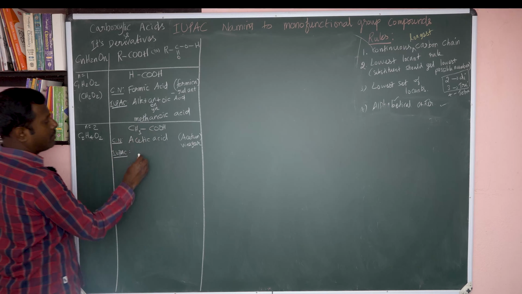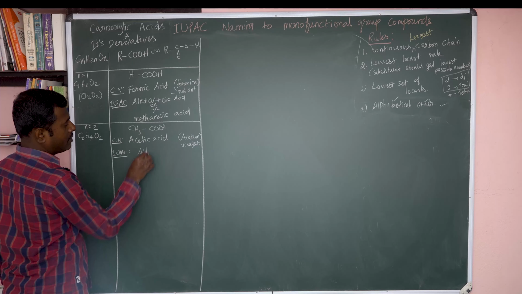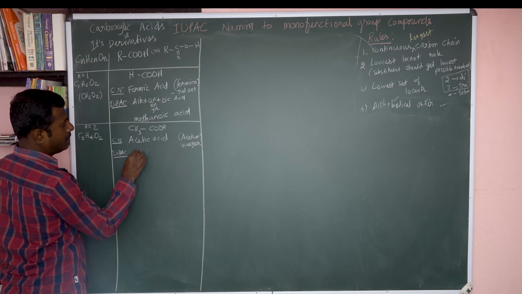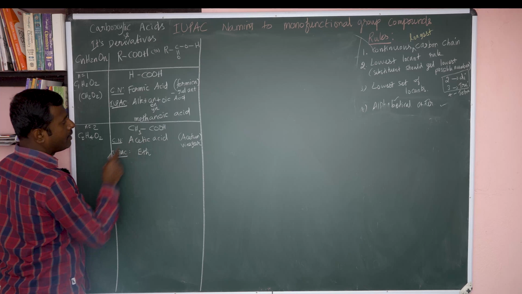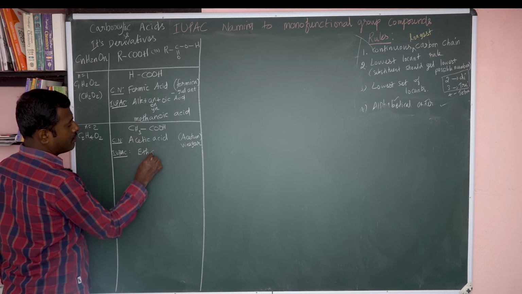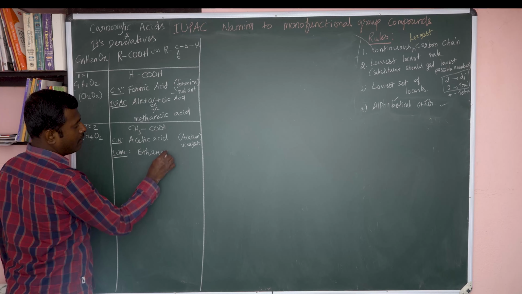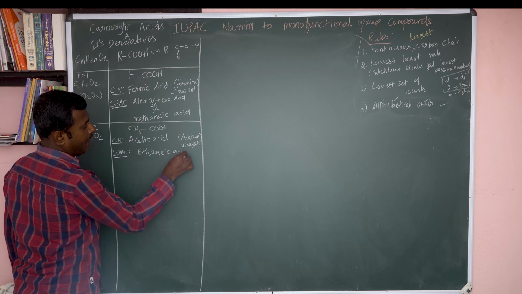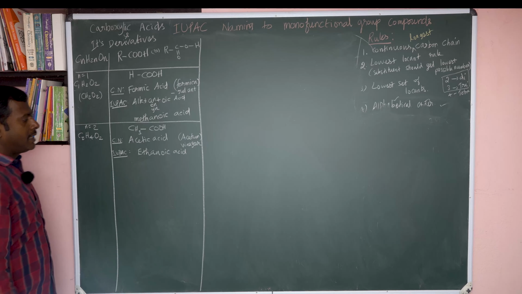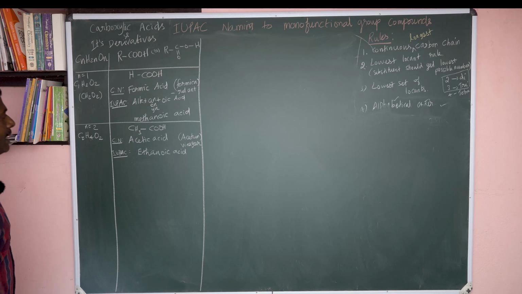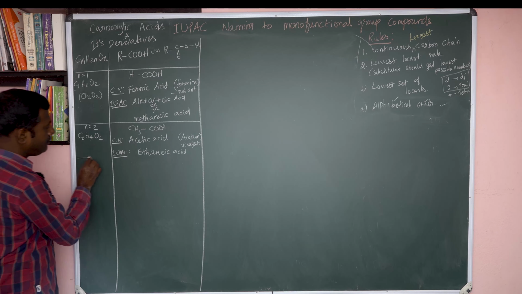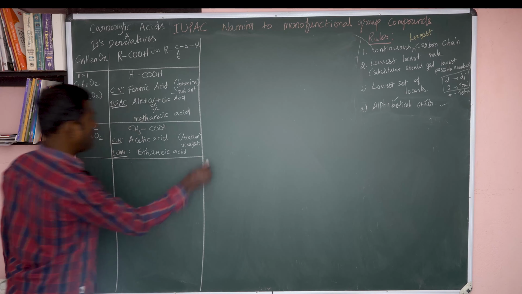So it contains 2 carbons. So the alk part is eth. Only single bonds are present, so an, and for the acid group, oic acid. So ethanoic acid. Okay, right? So this is the acid with the 2 carbons.